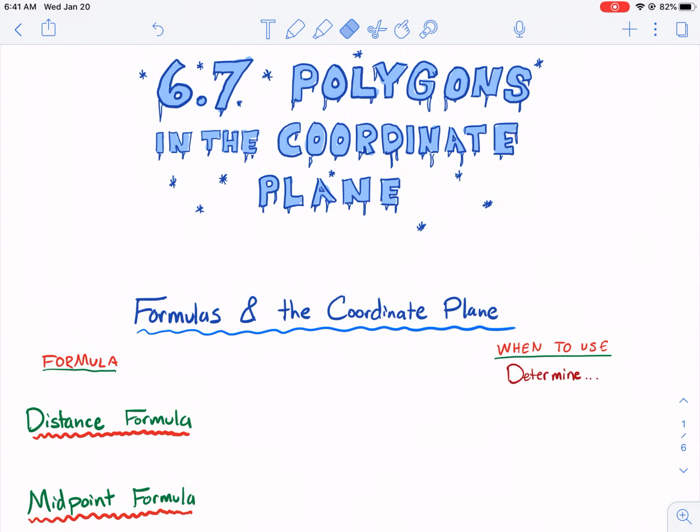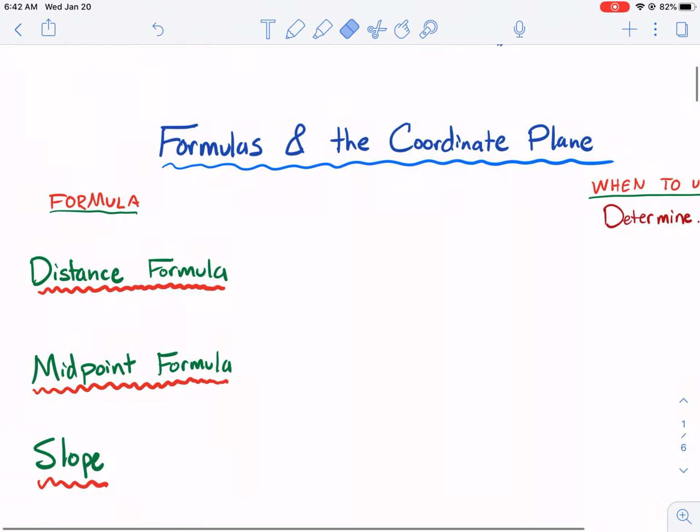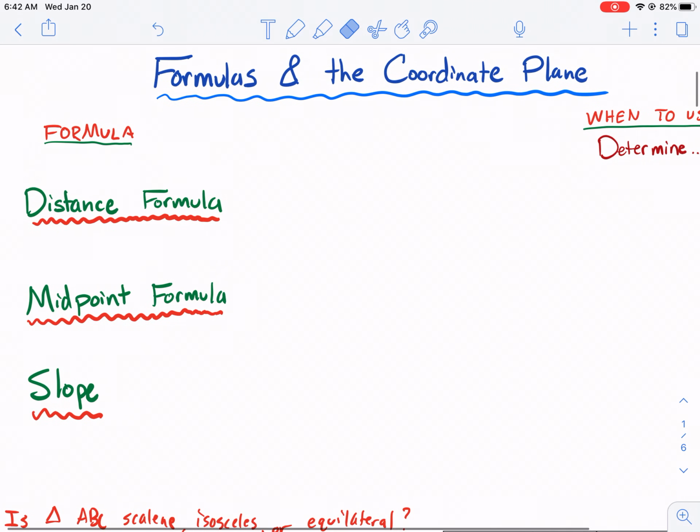Welcome, geometry students, to section 6.7, polygons in the coordinate plane. This is a tougher section, but a very useful one. It really gets to the core of a lot of these tough problems on the coordinate plane. You have to have some background knowledge on different shapes, but this one breaks down and is a good review for a lot of processes. Let's go ahead and get started.